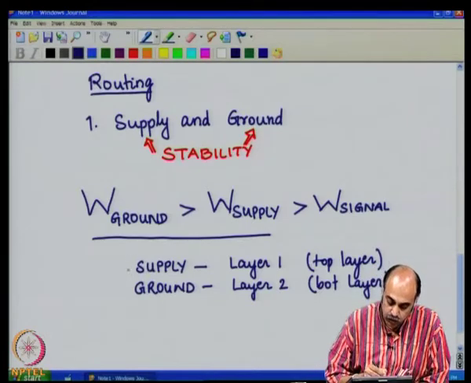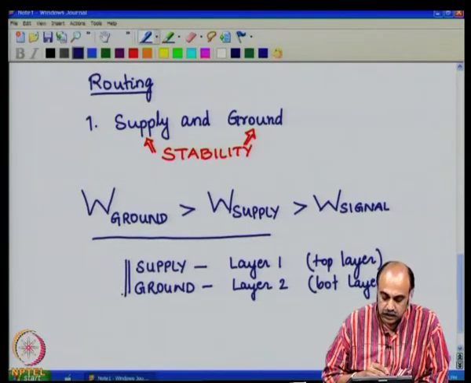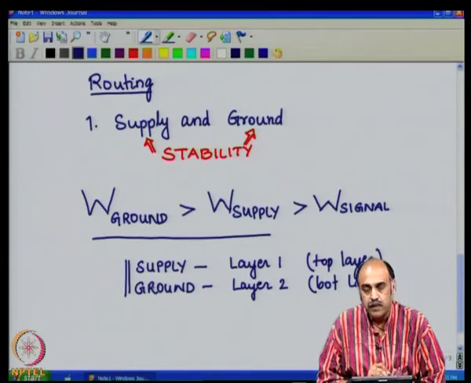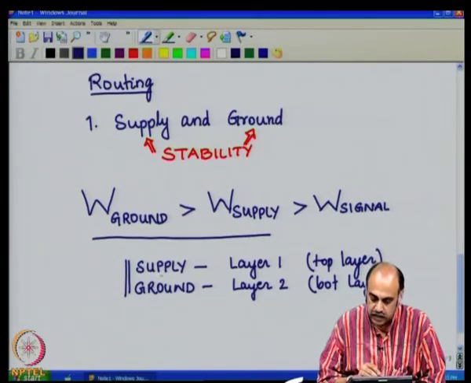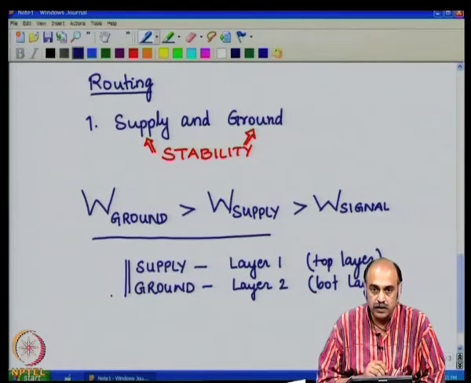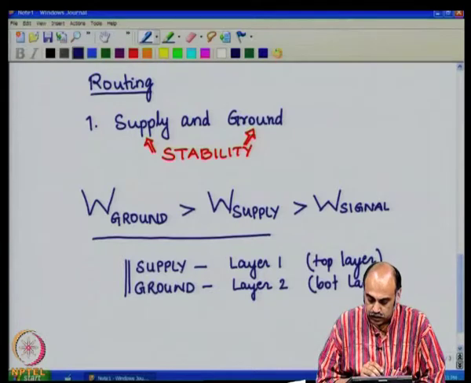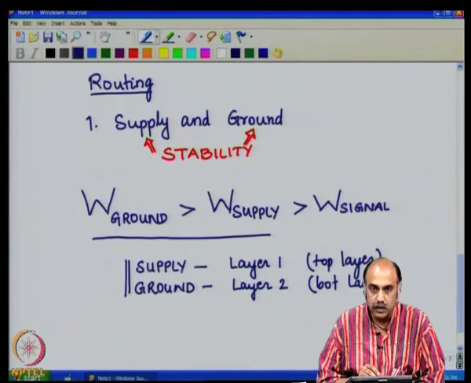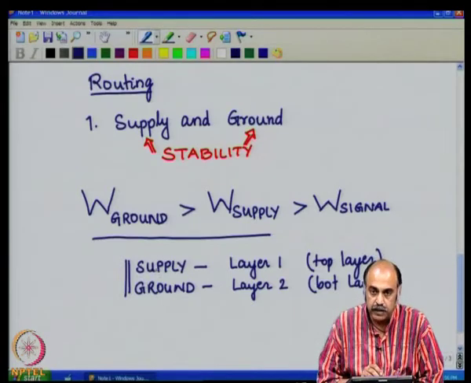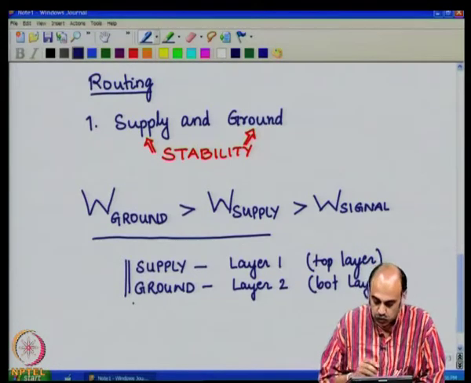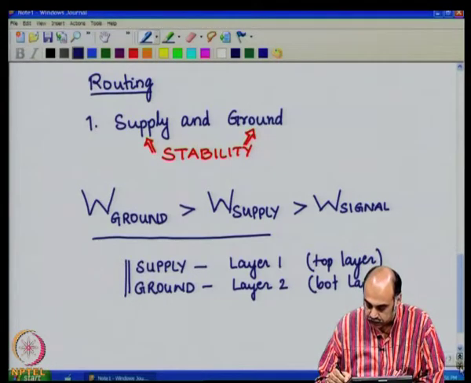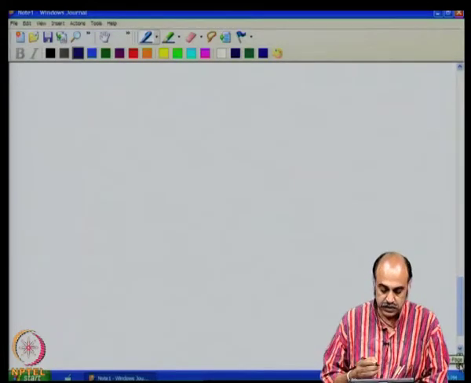But in a two-sided board, it is very difficult to stick to this rule, however the majority of the tracks can be made to adhere to this rule. You can have, let us say, the supply lines going horizontal, then the ground lines could go vertical and so on, so that you have a crisscross fashion and you can make the interconnections easily.